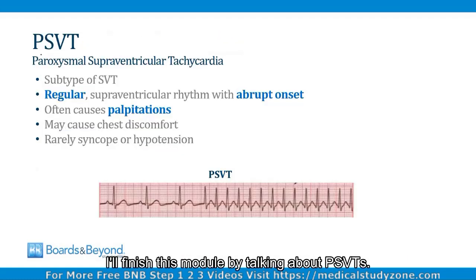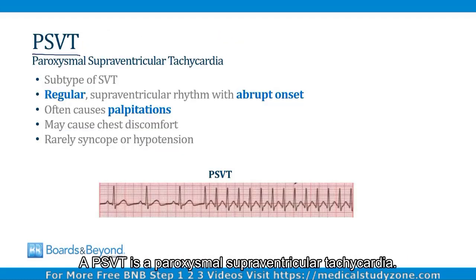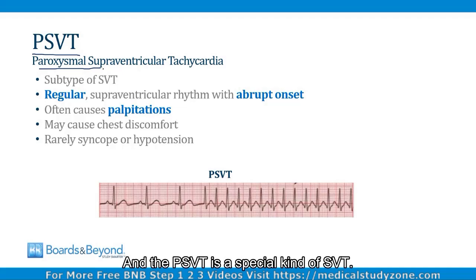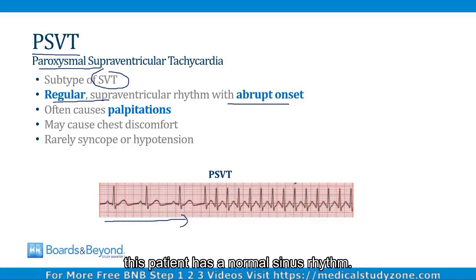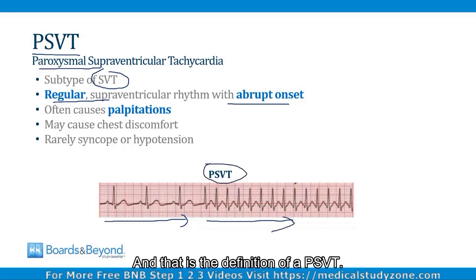I'll finish this module by talking about PSVTs. A PSVT is a paroxysmal supraventricular tachycardia, and a PSVT is a special kind of SVT. In a PSVT, there is a tachycardia that is a regular supraventricular rhythm that has an abrupt onset and also usually an abrupt offset. If you look at the bottom of the screen, this is an ECG example of a PSVT. At the beginning of the ECG, this patient has a normal sinus rhythm. And then there is the abrupt onset of a regular supraventricular tachycardia, and that is the definition of a PSVT.